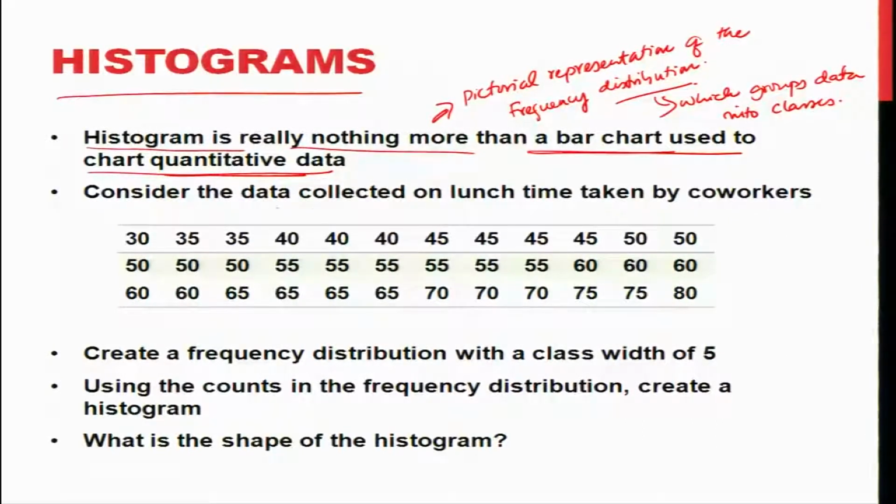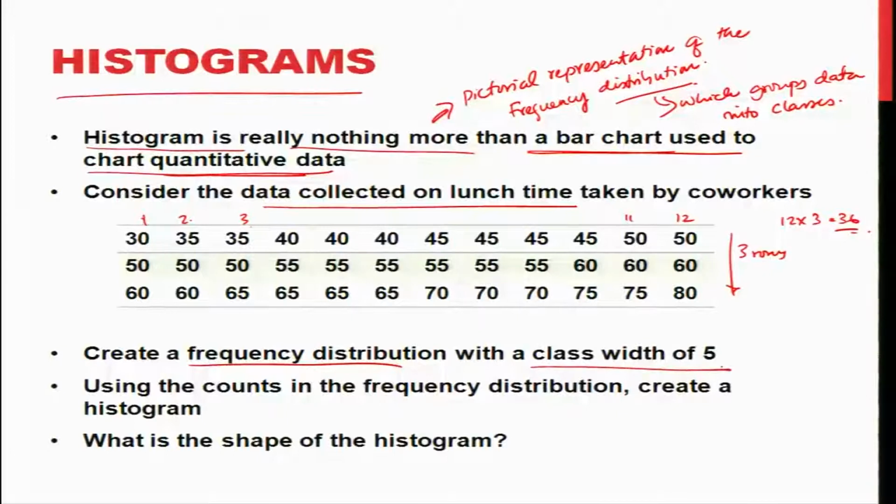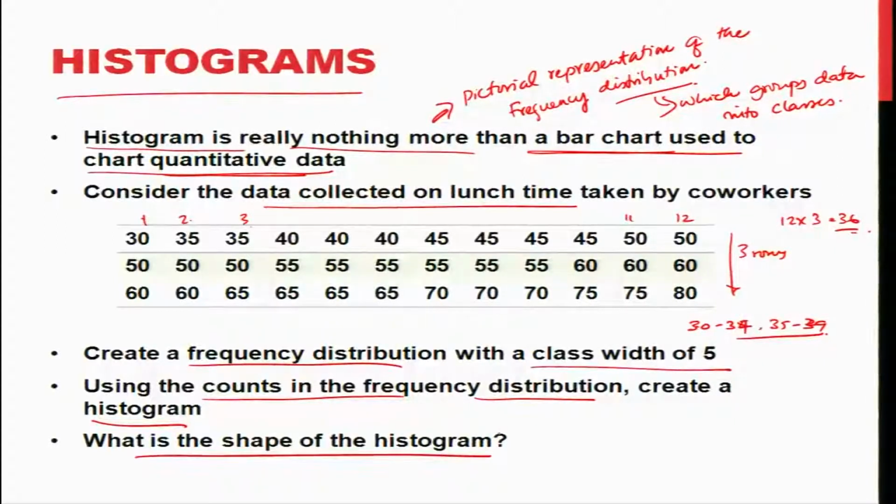We had already seen this lunch data, the lunchtime of coworkers data. There are 12 data values, 1, 2, 3, all the way up to 12, and there are 3 rows like this, so 12 times 3, 36 data values are part of this. Let us create a frequency distribution with a class width of 5. Class width of 5 means you can start with 30 to 34, that is 30, 31, 32, 33, 34, then 35 to 39, and so on. Then, using the counts on the frequency distribution, we will create a histogram and see what shape it has.